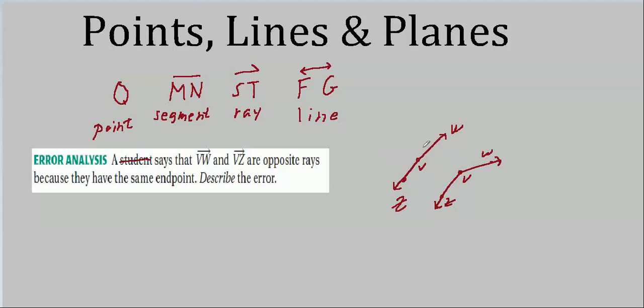These are opposite rays, so any two rays which share an endpoint, you can't automatically assume that they're going to be opposite rays. Sharing an endpoint is a necessary condition, not a sufficient condition. You have to share an endpoint in order to be opposite rays.